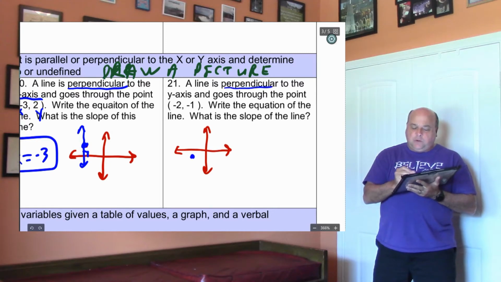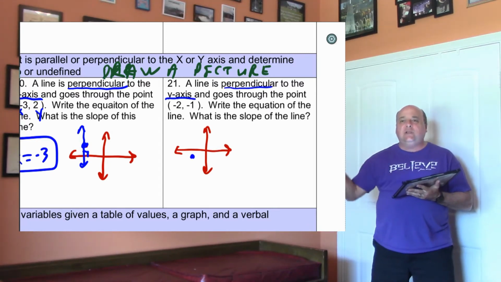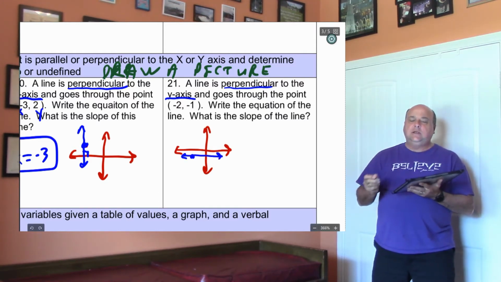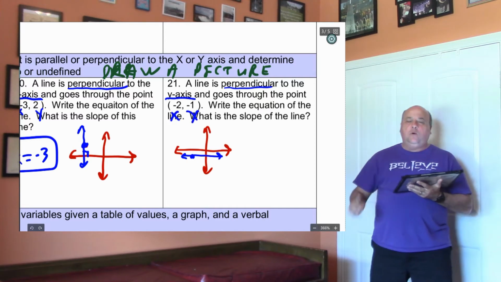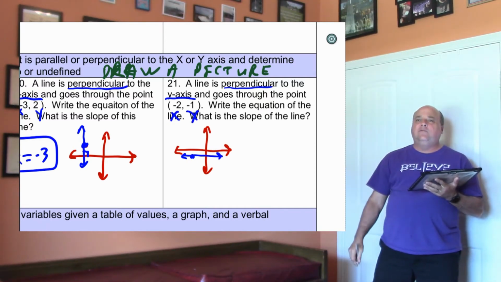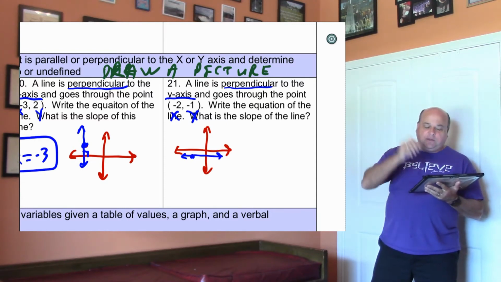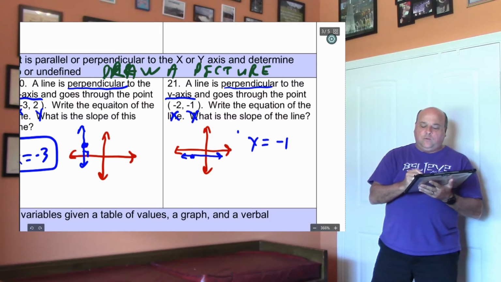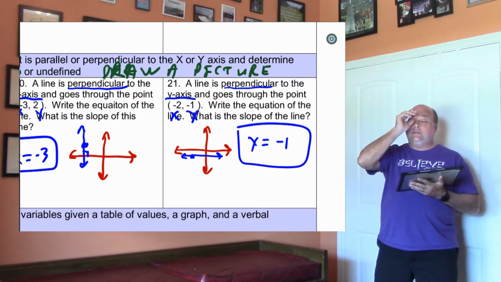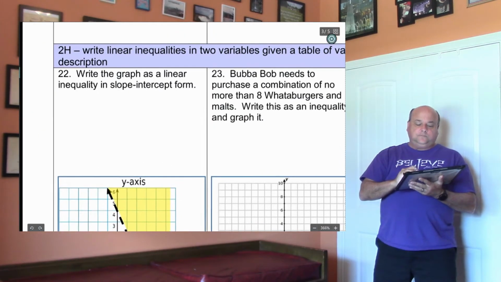Then it says it's perpendicular to the y-axis. If it's perpendicular to the y-axis, it will go through the y-axis. So it's going to do this. Then put x and y by your point. The answer is either x equal -2 or it's y equal -1. This line does not cross the x-axis. So the answer is y equals -1. Please don't miss this on your test. Let's go to the next one.